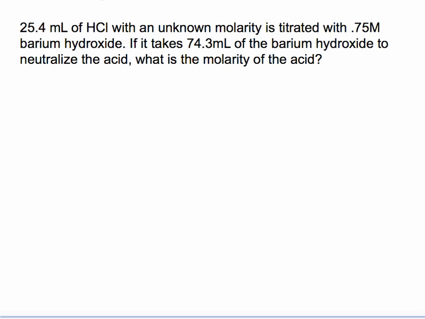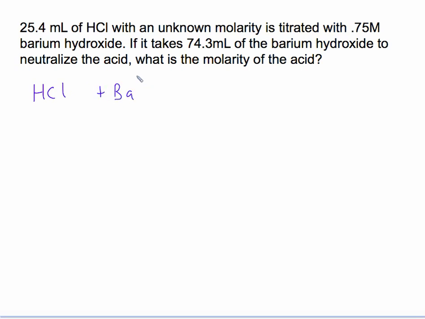Okay, let's look at how to do a problem. It's a neutralization problem where we have an acid and a base that are combined together. So the first thing that you'd probably want to do is to figure out what you're mixing together. So we have HCl, okay, and we're titrating it with barium hydroxide.